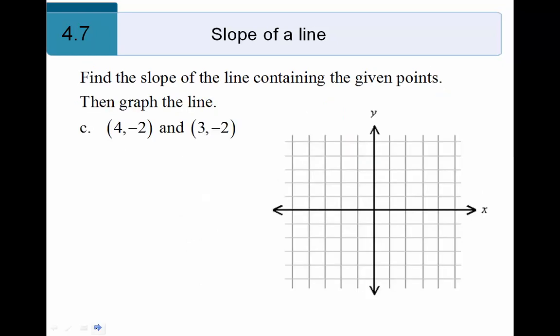Alright, let's go ahead and graph this line first. So if I plot these 2 points, the first point I would go right 4 and down 2. And the next one I'd go right 3 and down 2. So if I draw a line through those 2 points, that would be a horizontal line.